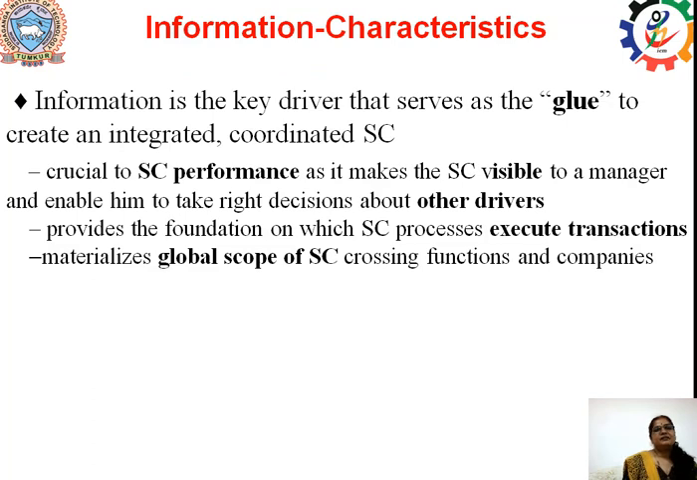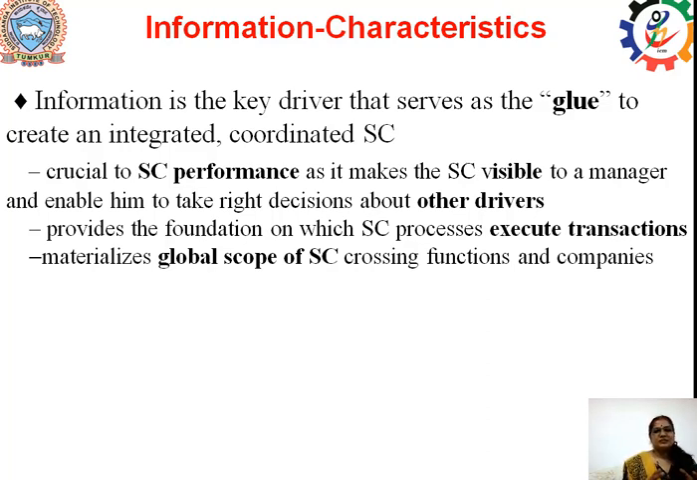We have already seen that the important drivers of the supply chain are facility, inventory, transportation, and information. So information is a key driver that serves as glue, that means binding material, an adhesive to create an integrated, coordinated supply chain. Different stages of the supply chain should act in a coordinated manner so as to maximize the total supply chain profitability. For that, the binding material will be information.